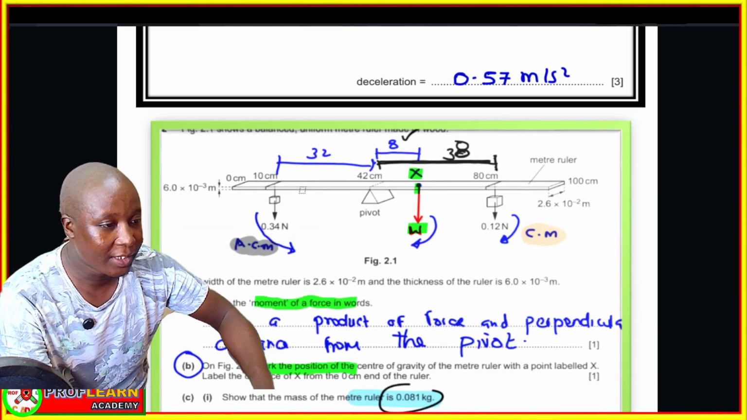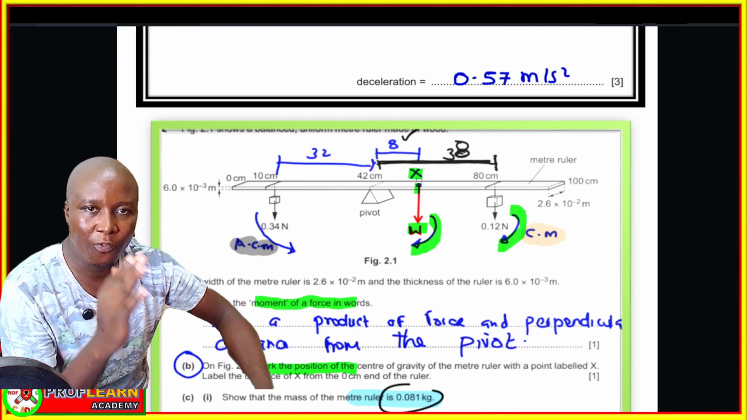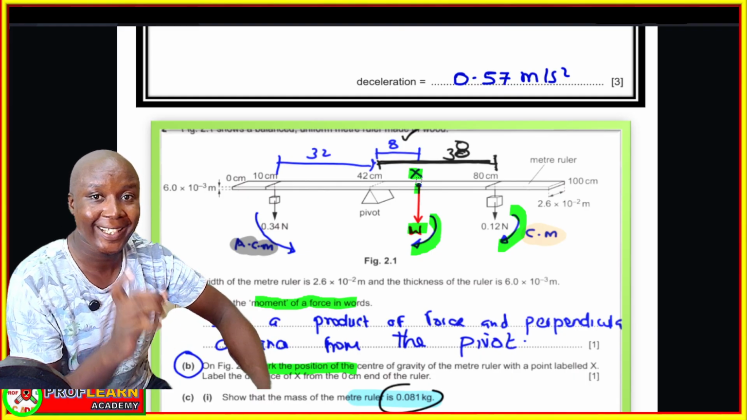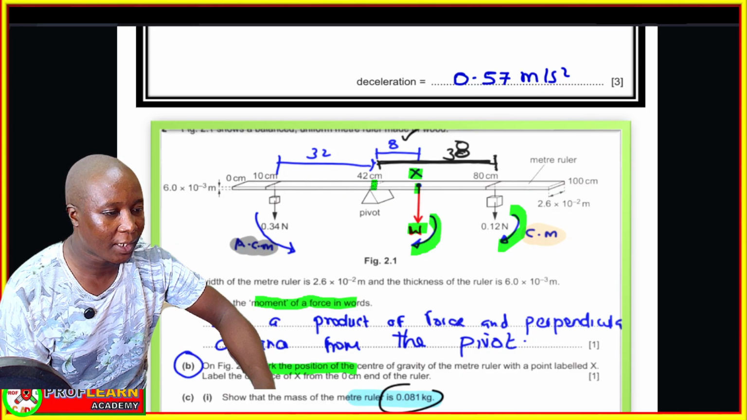Then in this case, this is going to provide a clockwise moment, and this one will provide a clockwise moment as well. The weight of the object is going to cause a clockwise moment, guys, because you see from the pivot here to where the weight is acting, there is a distance.